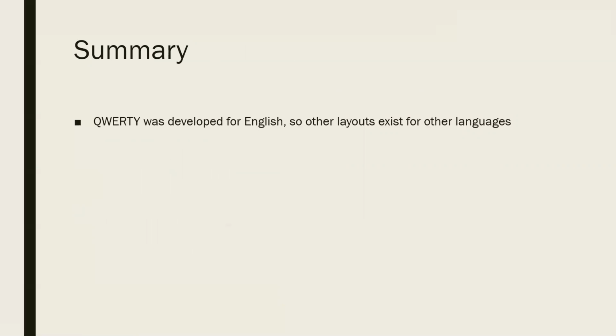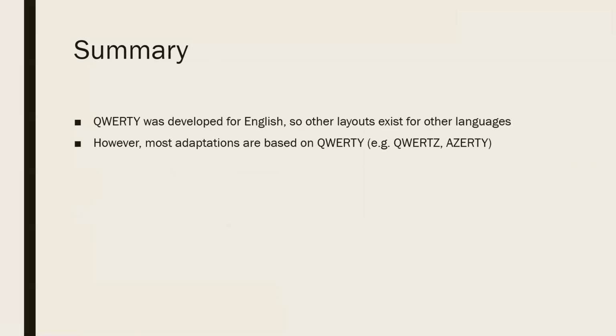So to summarize what we've covered in this module, we've seen how QWERTY was developed specifically for English, so some modifications have to be made in order for other languages to be typed. However, most adaptations are very minor adaptations of QWERTY. We see that the German keyboard is really just switching the Y and the Z, and the Azerty keyboard is basically just switching the Q and the A and the W and the Z. So very slight modifications, but they were done to make it more optimal for those languages.